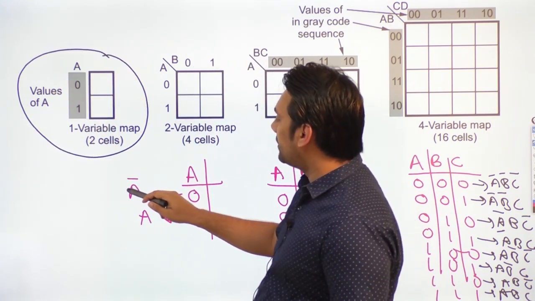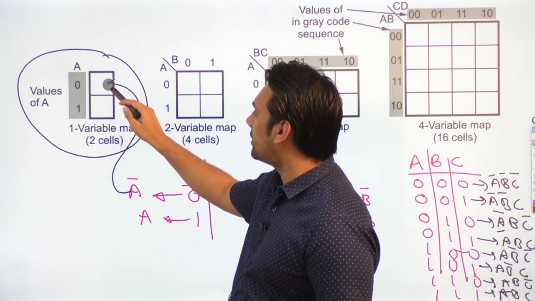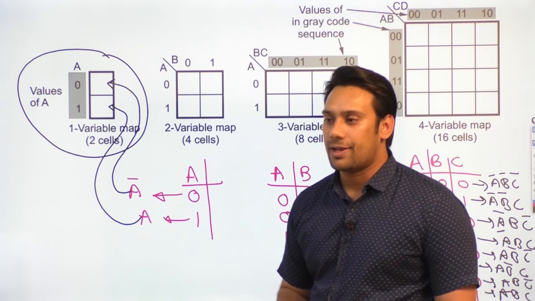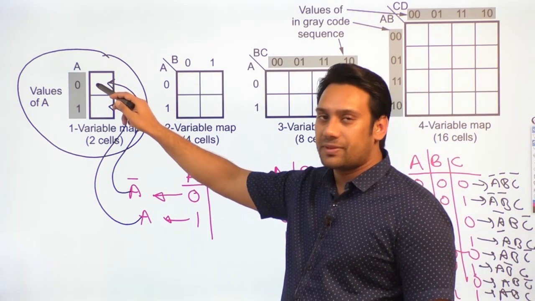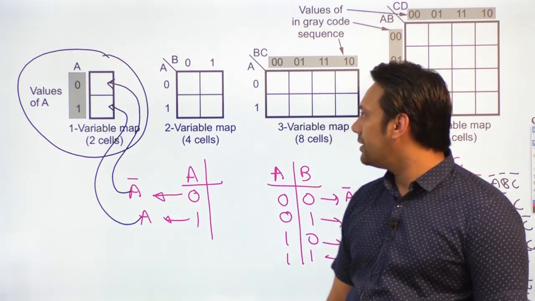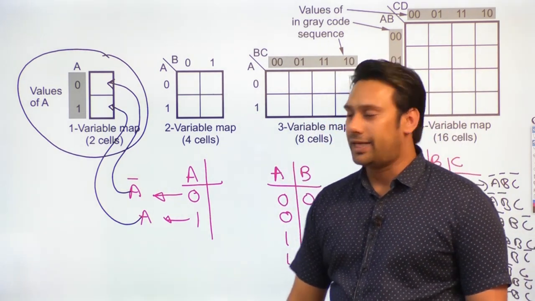Now when I take this kmap which is having only one variable, I am representing this a complement using this cell, and I'm representing this a using this. Okay, so hum a complement ko is cell se represent kar rahe hain, which is 0, and I'm representing a with this cell. Fine.